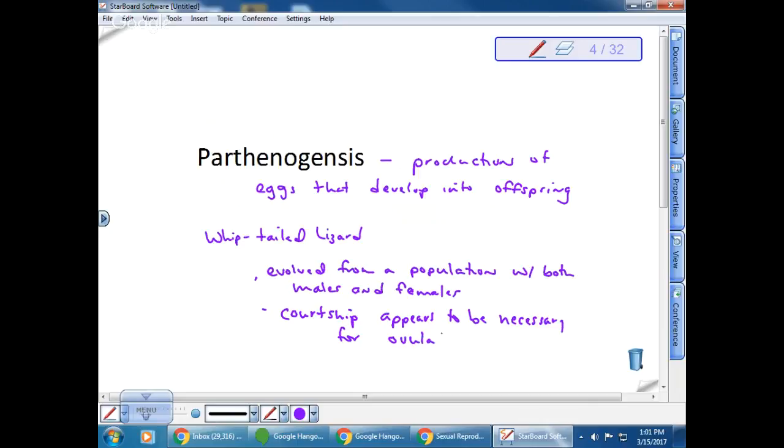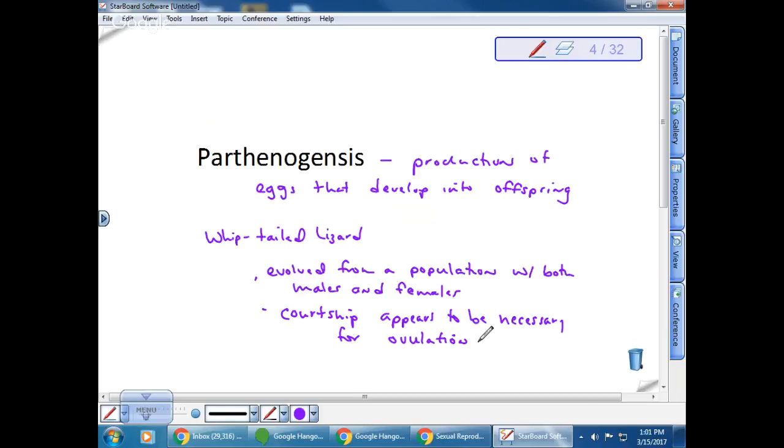So ovulation is the release of the egg from the ovary, right? And the courtship behavior is they have to have an individual on their back, and in the male courtship, they bite the neck of the female. And so that courtship behavior has to be present in order for the females to release their eggs.